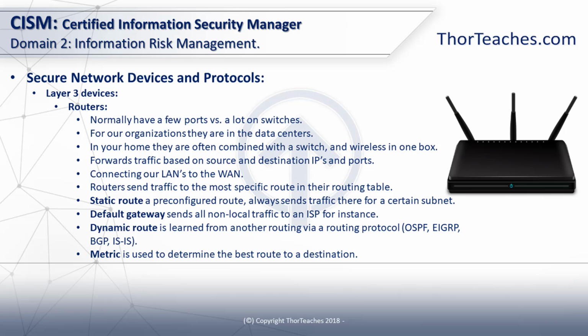And since routers are layer 3 devices, they forward all traffic based on source and destination IPs and ports. Router is what we use to connect our LAN to the WAN. And in almost all cases, with a few exceptions, the inside IPs on the router are private addresses, the outside IP or IPs has to be public addresses.